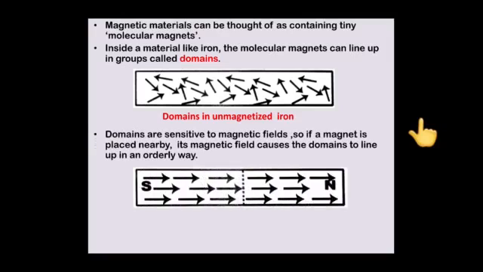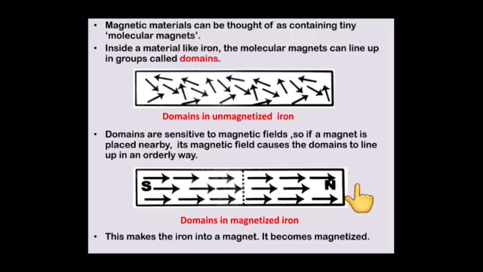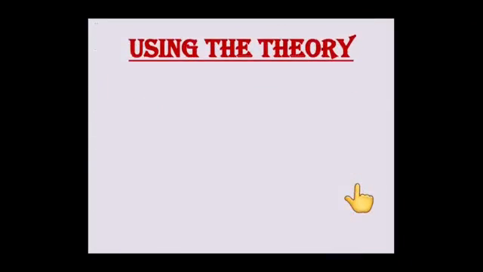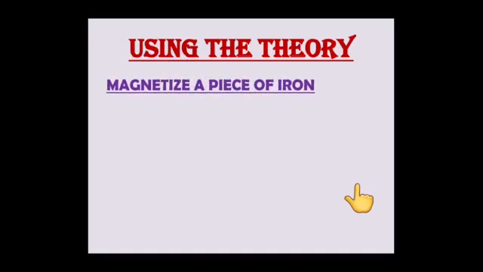If you place a magnet near an unmagnetized iron, due to the magnetic field of the magnet, the domains get rearranged. The domains will line up in an orderly way. This makes the iron into a magnet, or we can say it becomes magnetized. So, by using the theory of magnetism, we can magnetize a piece of iron. Let's see how we can do this.